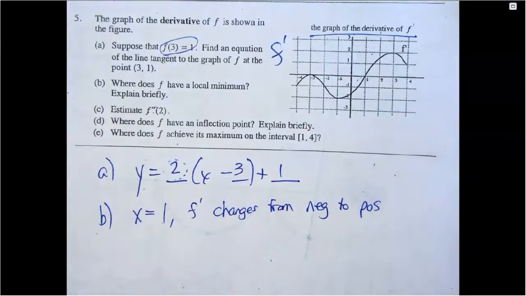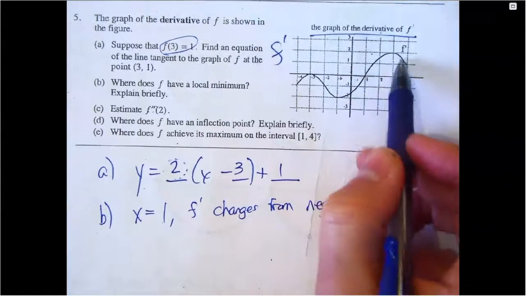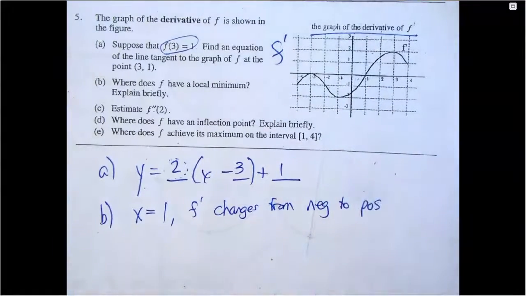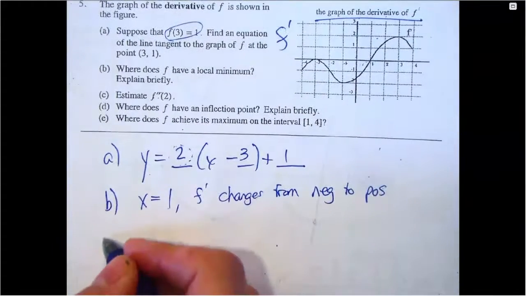Because if you start talking about the derivative decreasing, now you're actually taking the slope of the derivative and you're getting to the second derivative level. So it's because it changes from negative to positive, or below the axis to above the axis.